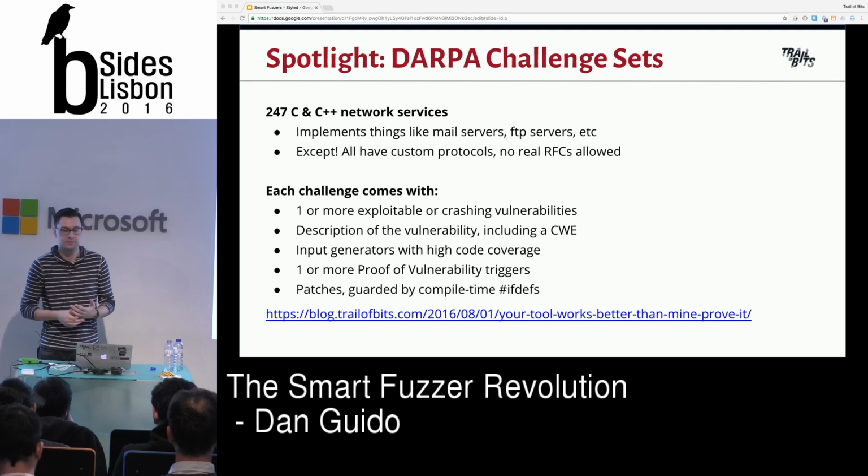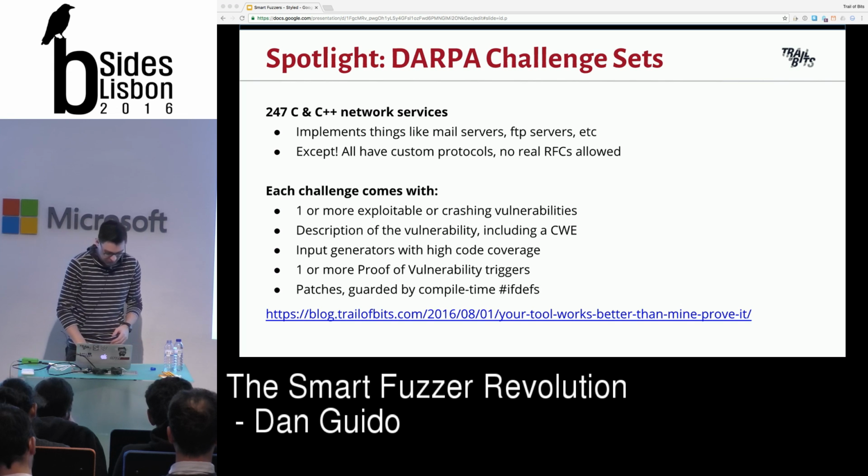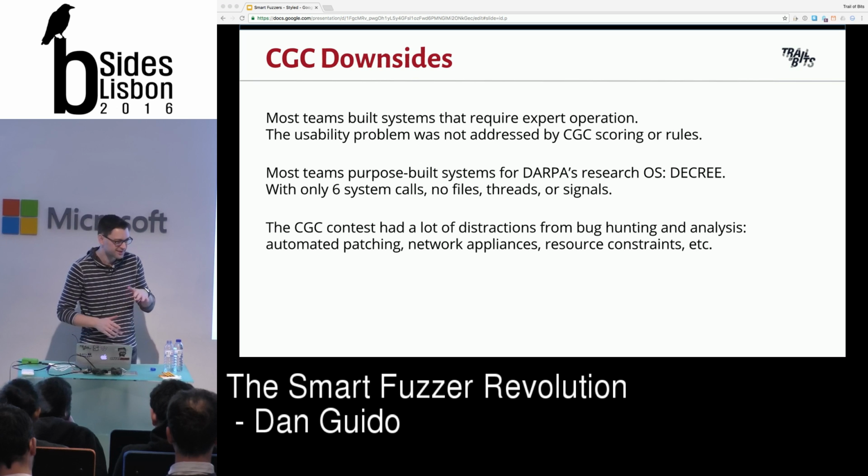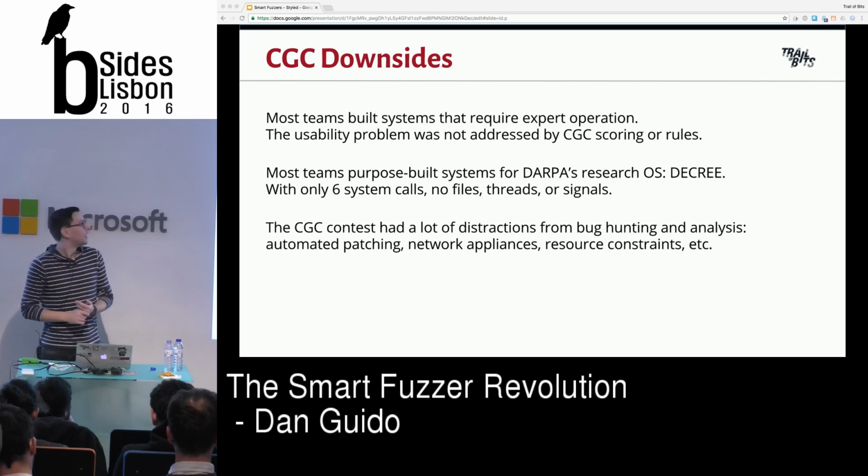So I highly encourage people to take a look at these and try them out on their own. They're actively developed by us at this point. We're still making them work on Windows. Not quite there yet. So the downsides here: CGC wasn't all roses.